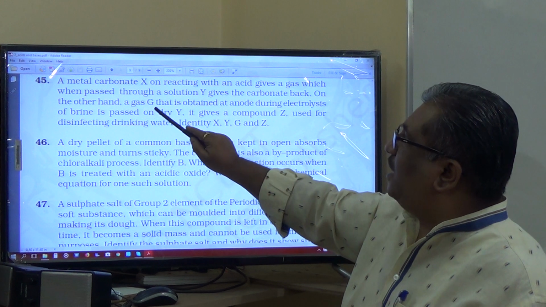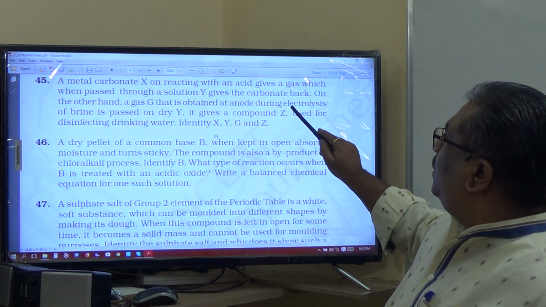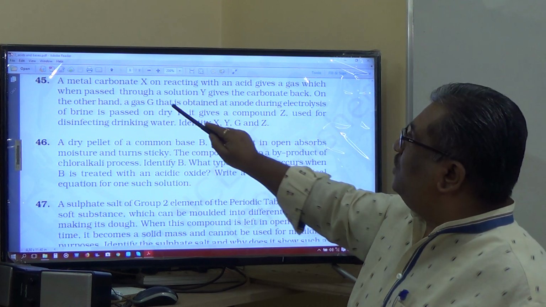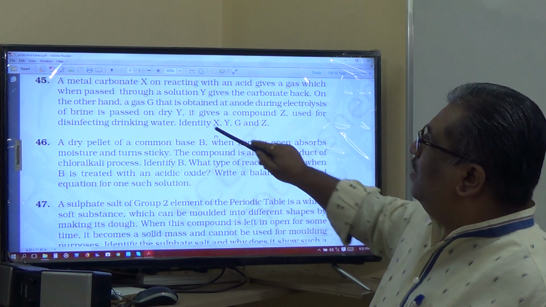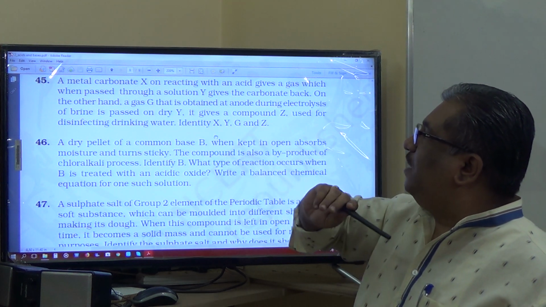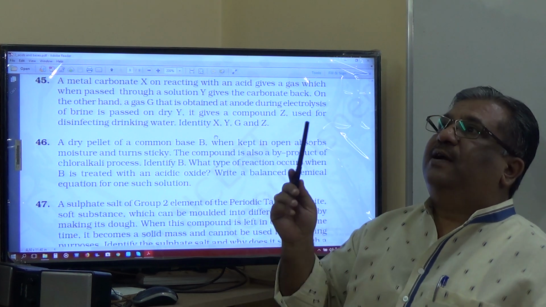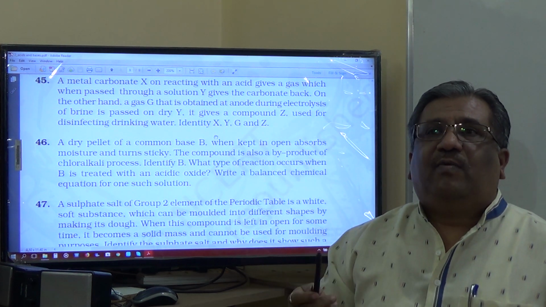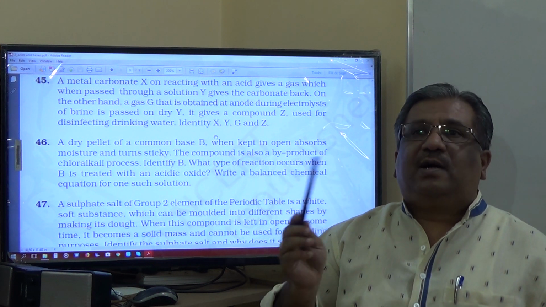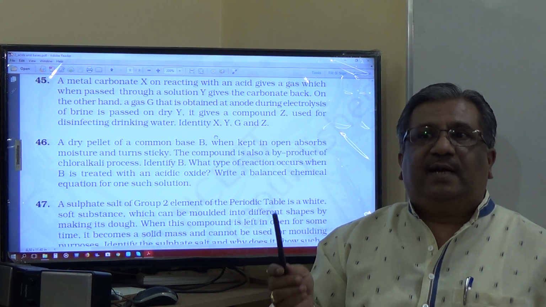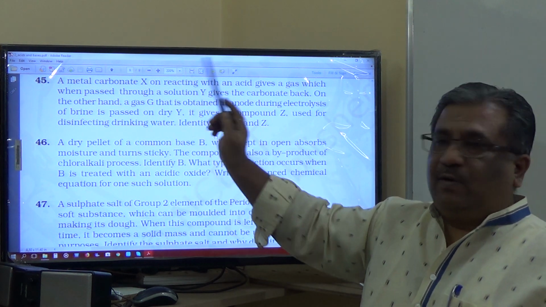On the other hand, gas G is obtained at the anode during electrolysis of brine. Where do you obtain gas G? At the anode. Gas G is not CO2 here. What happens in electrolysis of brine? Hydrogen and chlorine gas are evolved. Chlorine is an anion, and anions migrate towards the anode, and therefore gas G is chlorine gas here.